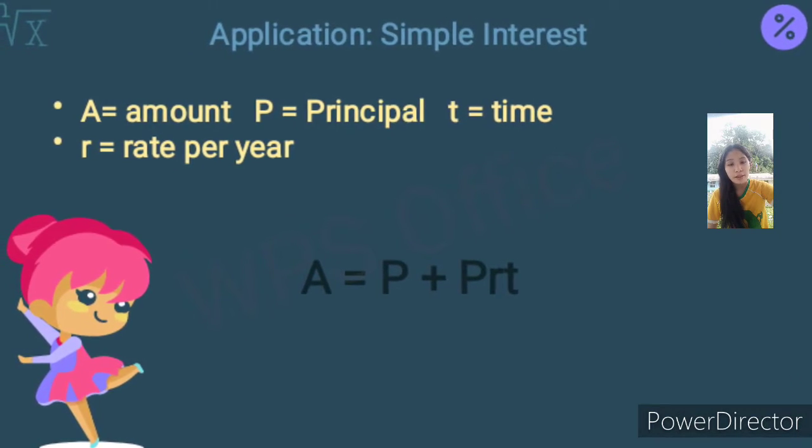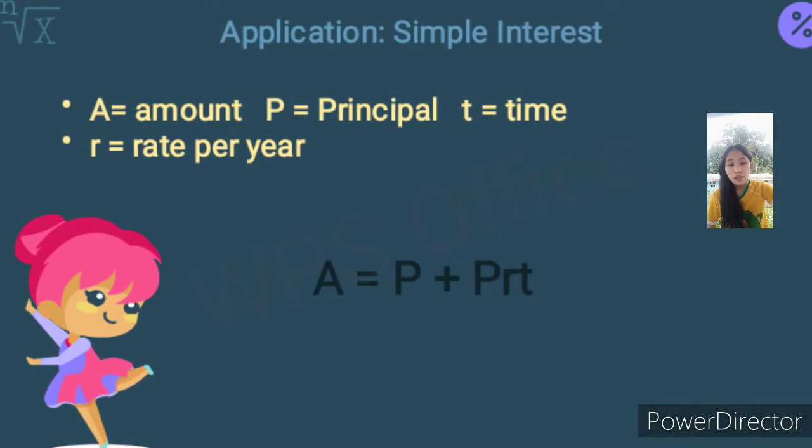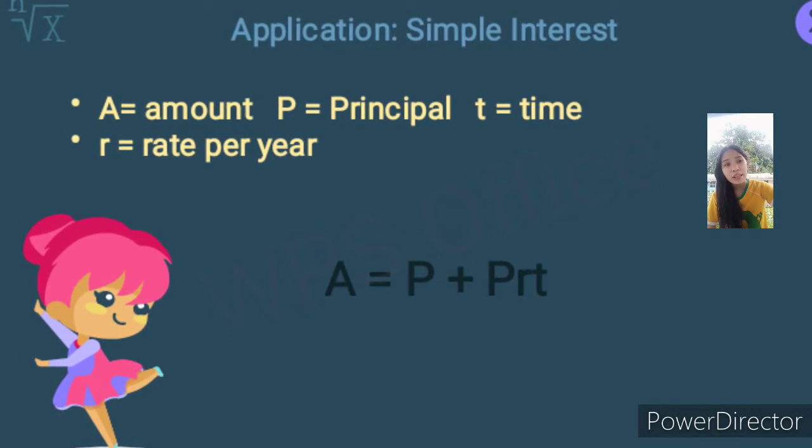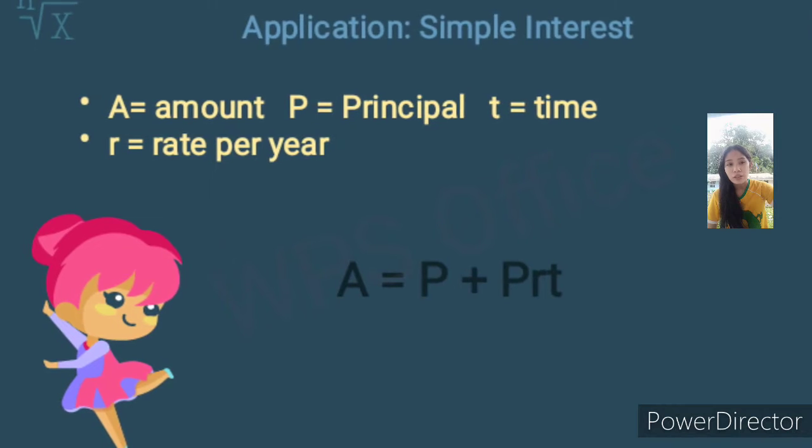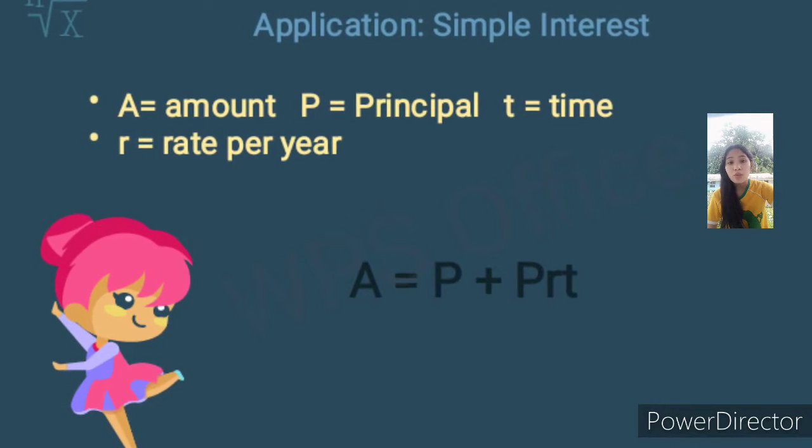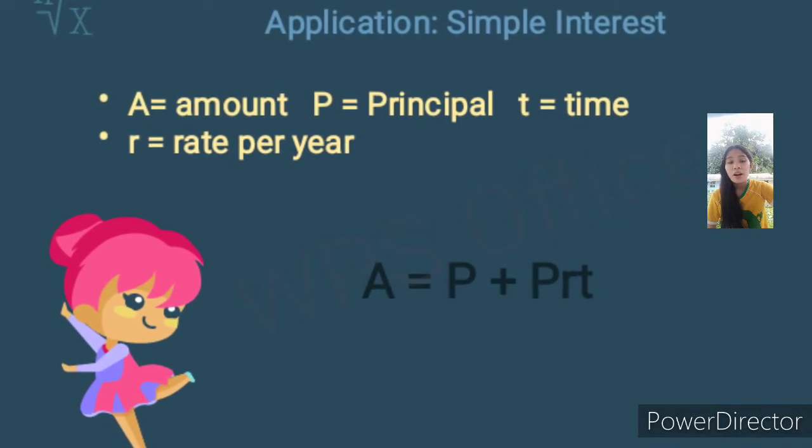Simple interest, where A equals amount, P equals principal, t equals time, and r equals rate, with the formula A = P + Prt.